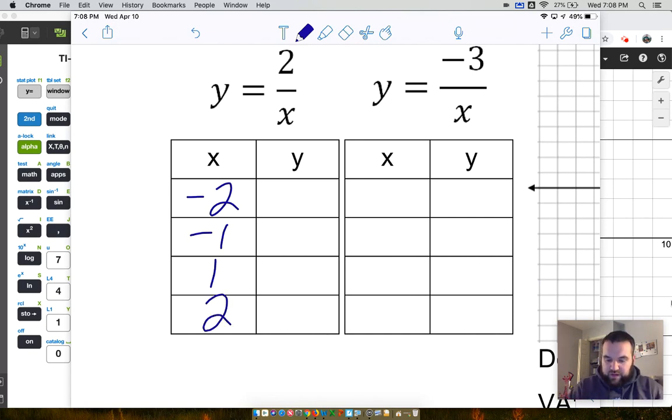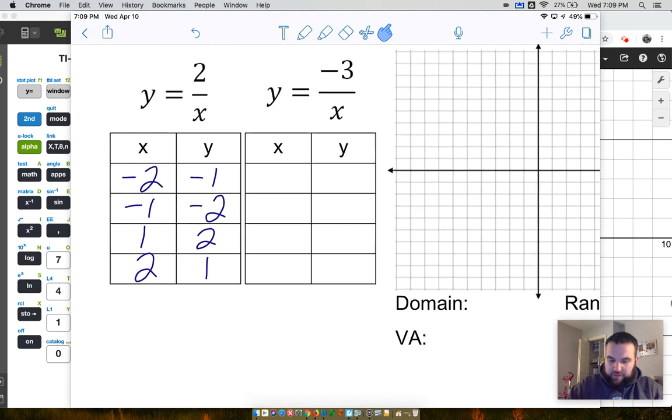So if I do 2 divided by -2, that gives me -1. 2 divided by -1 gives me -2. 2 over 1 and 2 over 2. Okay, so you see how they kind of switch spots, right? If x is -2, then y is -1, and then in the next row they reverse spots.